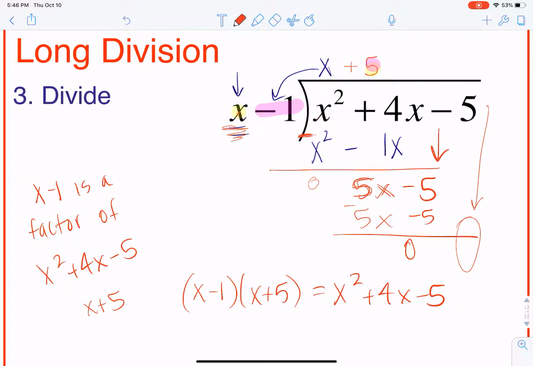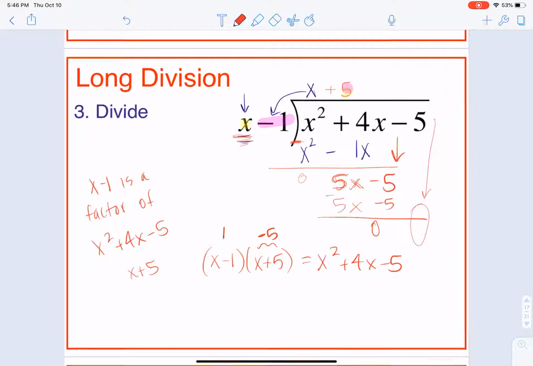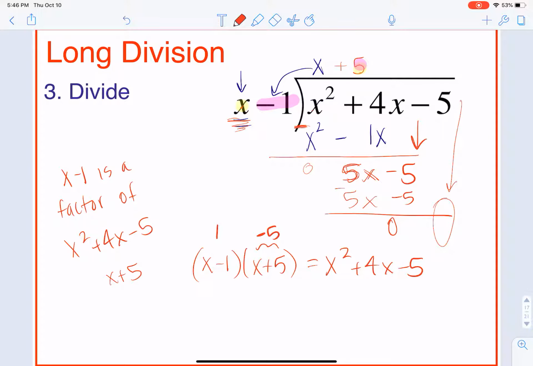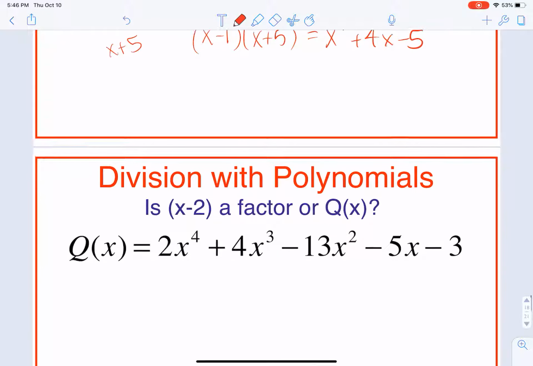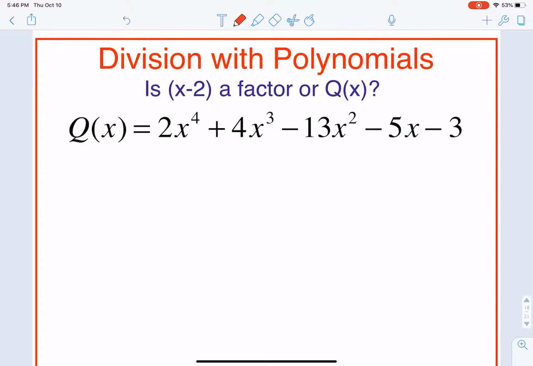So we just did some long division, and we were able to figure out that x minus 1 is a factor, which means that 1 is a root, and here, looking at my result, negative 5 is also a root. So there's just one example of long division. Could we have factored this polynomial? Absolutely. We definitely could have factored this polynomial, but sometimes it's just a little easier to use smaller numbers to get an example out of the way. So we'll do this problem here, and we'll do one more, and then I'll let you practice some on your own. So division with polynomials.